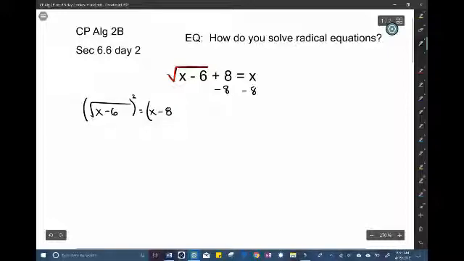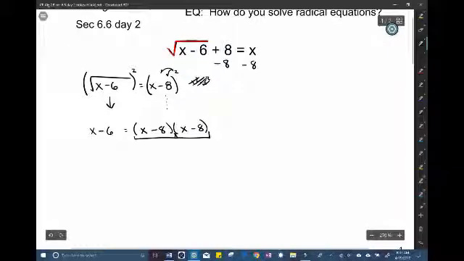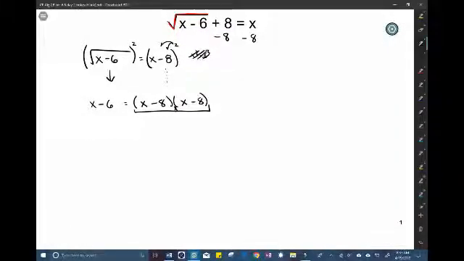Now, in mathematics, whatever you do to one side, you have to do to the other side. So it's going to be nice on the left because that would just be x minus 6. On the right, we are going to have x minus 8 squared. This is where all of your factoring comes back into play. Remember that x minus 8 quantity squared is not just x squared minus 8 squared. It's the whole quantity times itself, which is going to make you need to FOIL.